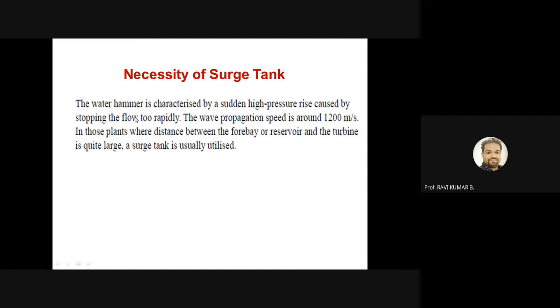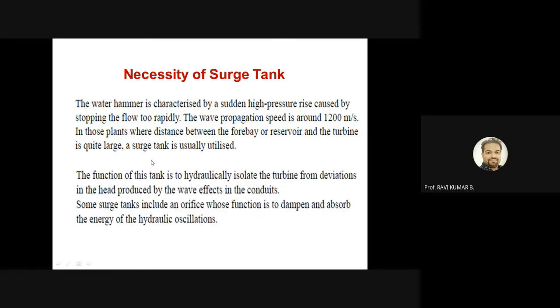Water hammer is characterized by a sudden high pressure rise caused by stopping the flow too rapidly. The wave propagation speed is around 1200 meters per second. In those plants where the distance between the forebay or reservoir and the turbine is quite large, a surge tank is usually utilized. The function of this tank is to hydraulically isolate the turbine from deviation of head produced by the wave effect in the conduits. Some surge tanks include an orifice whose function is to dampen or absorb the energy of the hydraulic oscillation.